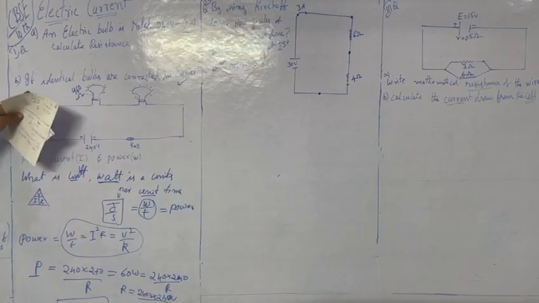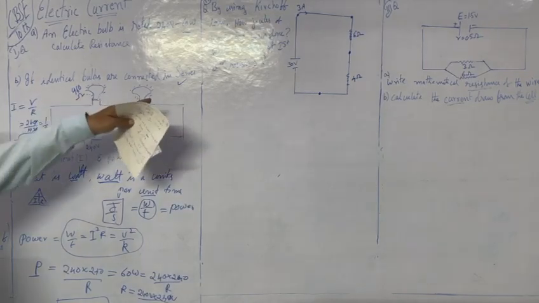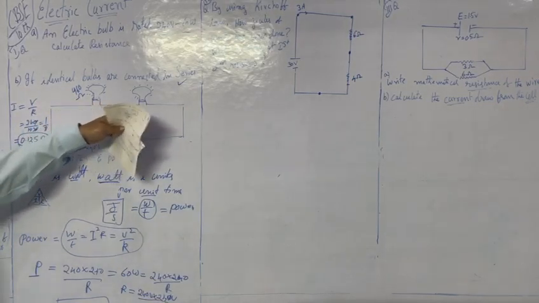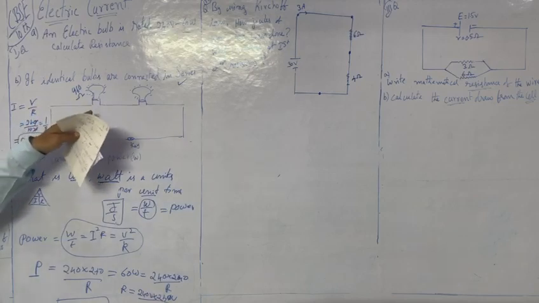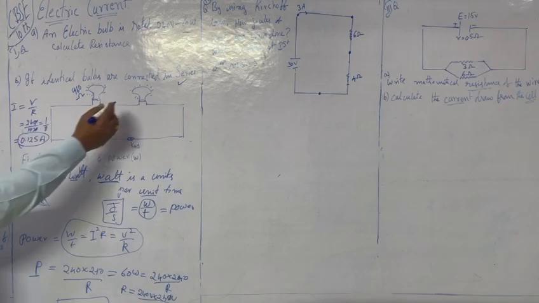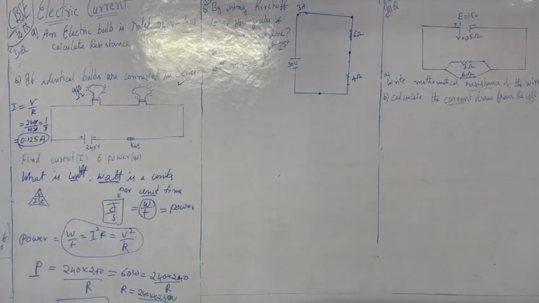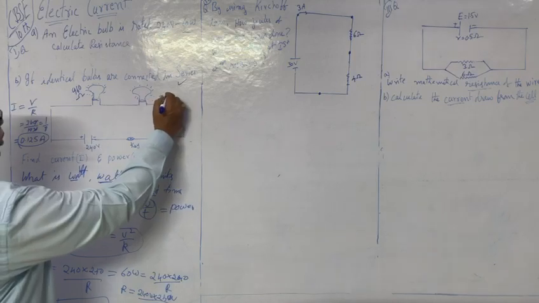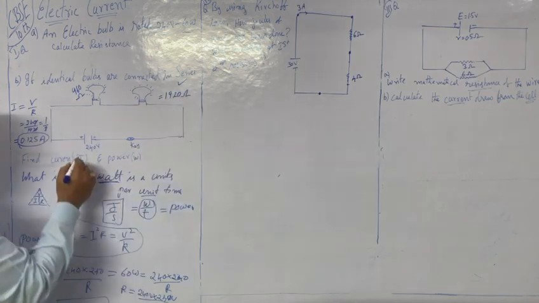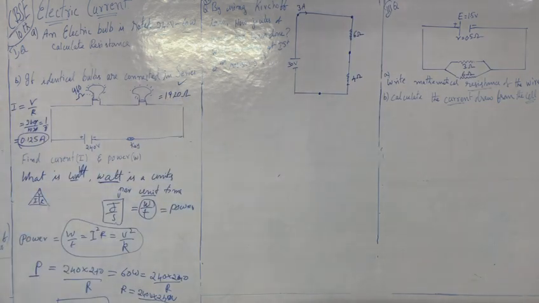Listen. If identical bulbs are connected in series. Series means 2 bulbs are given here, but the notation is given for 1 bulb only. 1 bulb only means identical bulbs are given. Identical means the same. That's why this is also 960 ohms. 960 plus 960, how much? 1920 ohms. Here the battery is given at 240 volts.